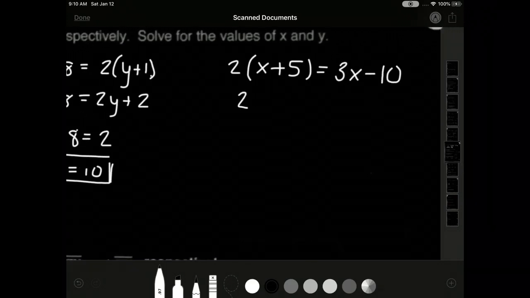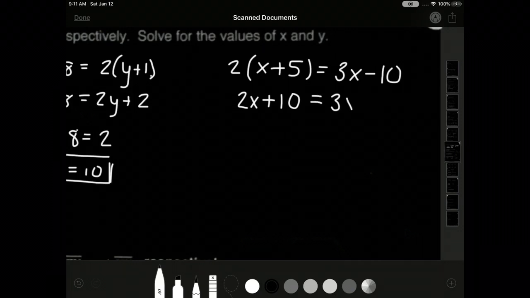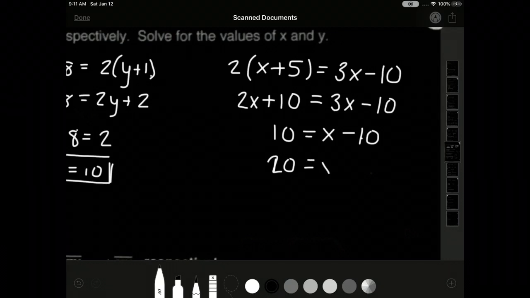So we get 2x plus 10 equals 3x minus 10. If we subtract our 2x, we get 10 equals x minus 10. And we can add 10 to the other side, so we get 20 equals x.